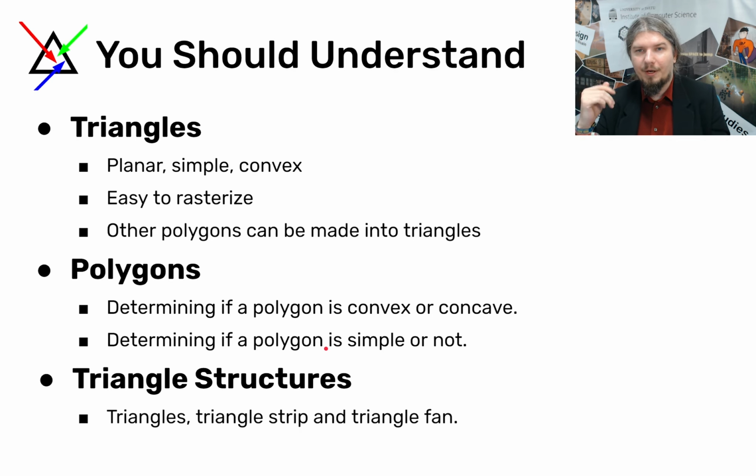So from this video, you should now understand more about triangles. They're planar, they're simple, they're convex. They're easy to rasterize. And other polygons can also be made into triangles. You should also know more about polygons, or have reminded yourself what convex and concave polygons are, and this definition of a simple polygon. And lastly, we saw some triangle structures: just separate triangles, a triangle strip and a triangle fan.